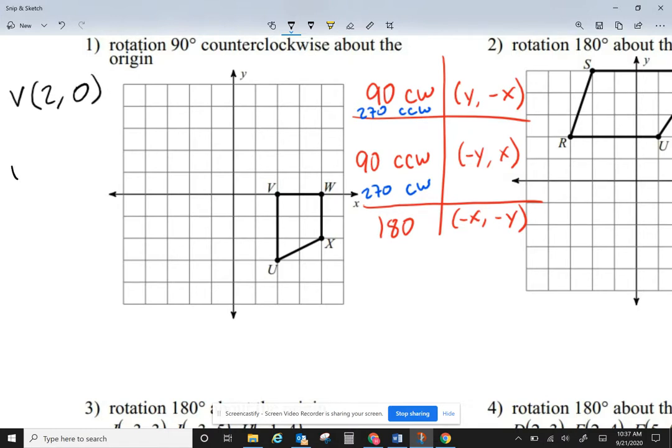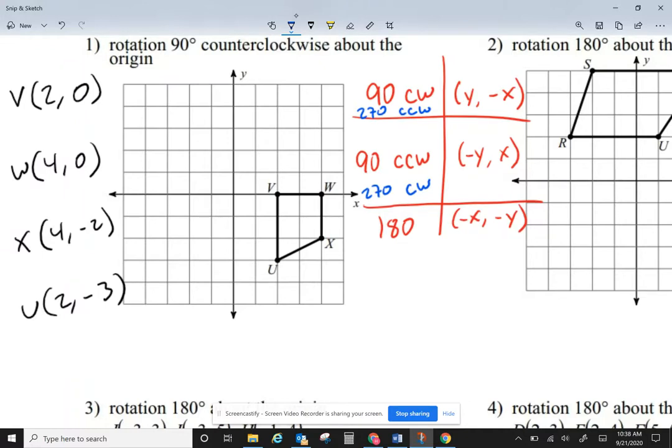The coordinates of W are 4, 0. The coordinates of X are 4, -2. And the coordinates of U are 2, -3. Once again, I just got the coordinates the way they are originally. Now, 90 degrees counterclockwise, I know it's going to become -y, x. So to begin with, my numbers flip.